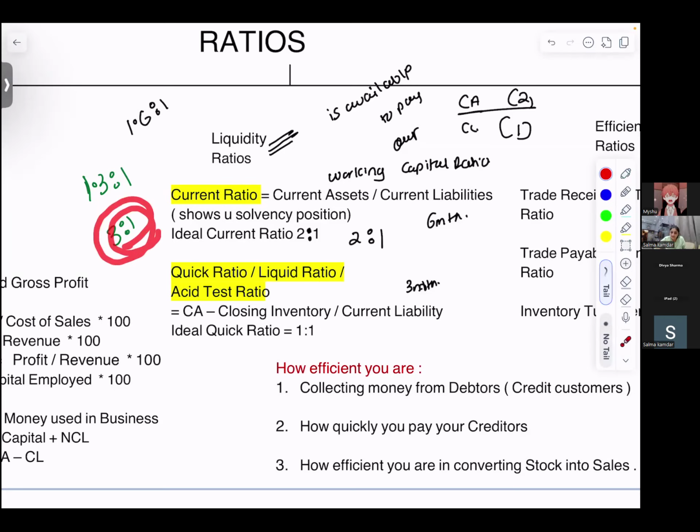Okay? This is also not good. Too less is also not good. Too much is also not good. 2 is to 1 is the ideal appropriate liquid ratio. 2.1, 2.2 is okay. I hope you're with me.